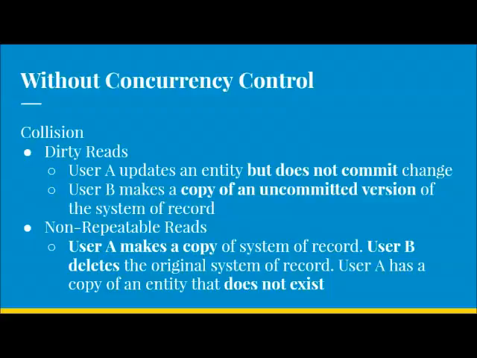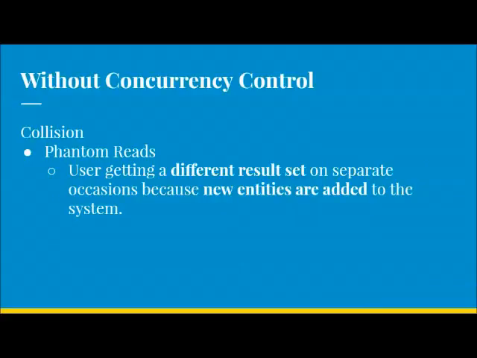A non-repeatable read happens when user A reads an entity from the system of record, making a copy of it, and then user B deletes the entity from the system of record. User A now has a copy of an entity that does not officially exist. Lastly, a phantom read happens when users get different sets of results on separate occasions because new entities are added to the system by different users.